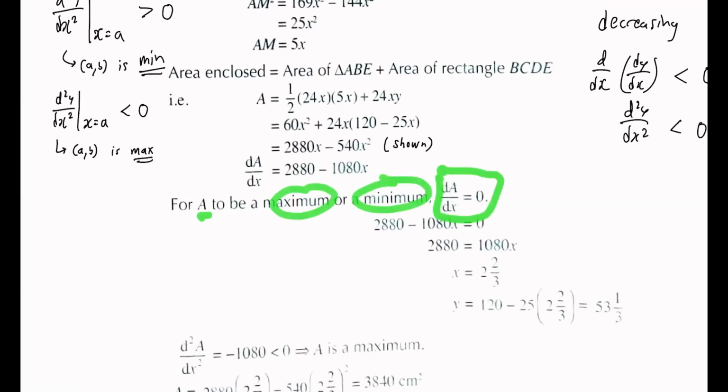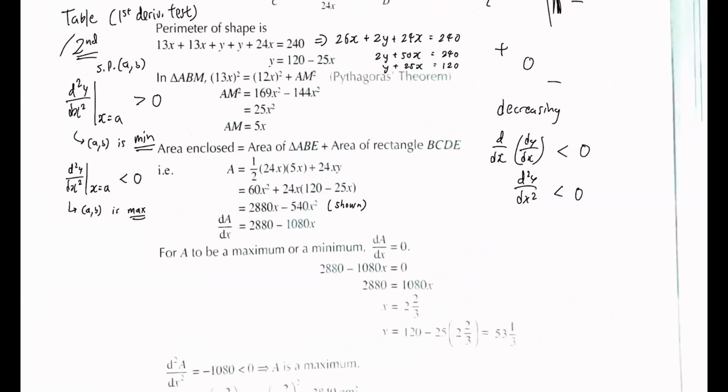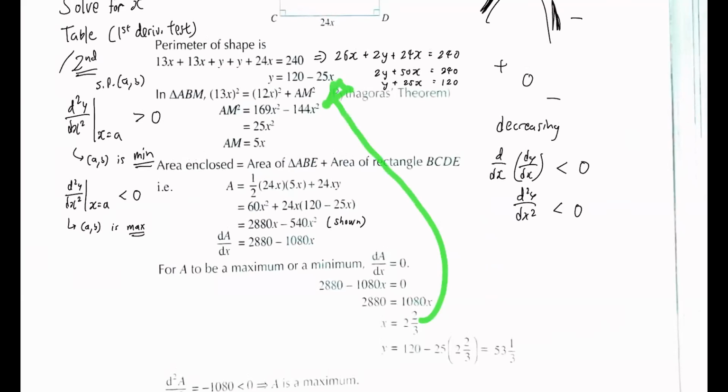Then dA by dx equals 0. We don't know whether it is maximum or minimum yet with this theory when we solve for x in this equation. So never mind, we just follow the procedure: equate to 0, solve for x, x equals 2/3, and substitute the x back into the formula for y, which we had previously over here. 120 minus 25x, 120 minus 25 times 2/3, which will end up with 53 1/3.